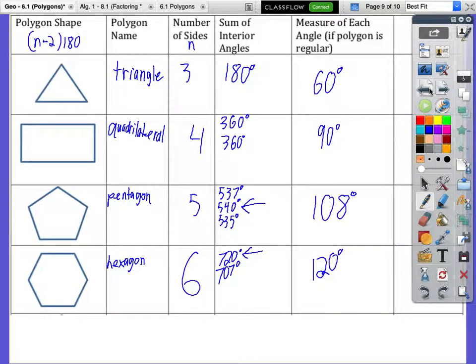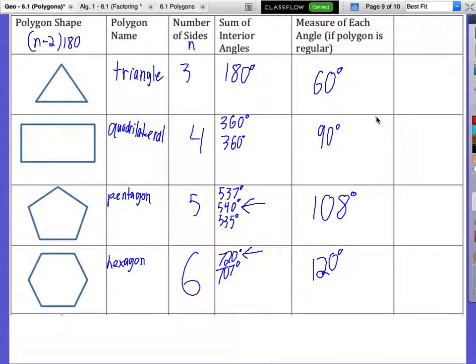Now, the reason this works is, let's fill in this last column for our number of triangles. The number of triangles that can be made. If we go from one vertex, just like we did with that last diagonal problem, where you only went from one vertex, how many triangles can be made in a triangle? 1. Just one.